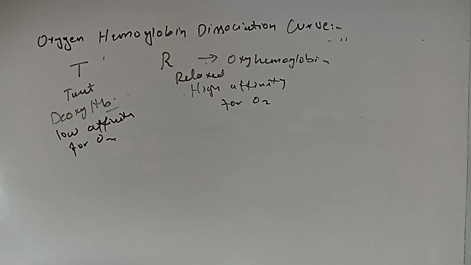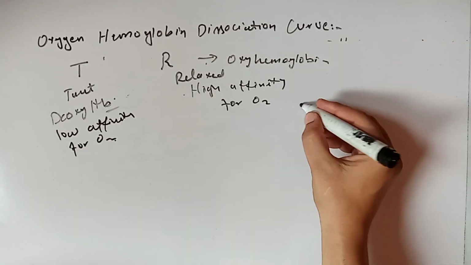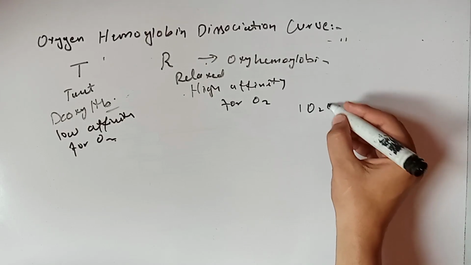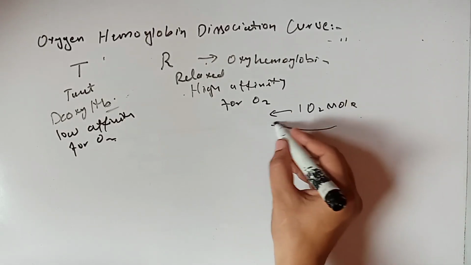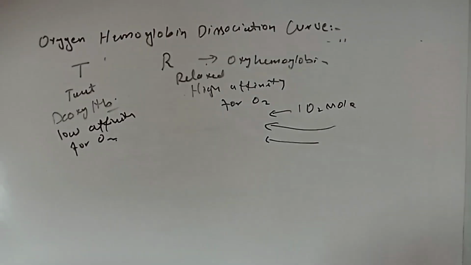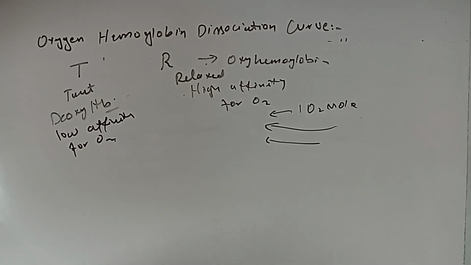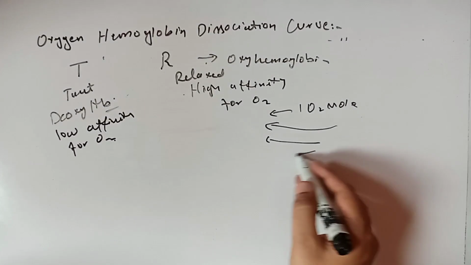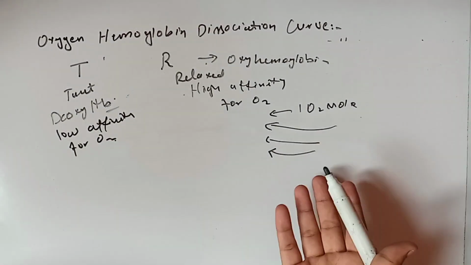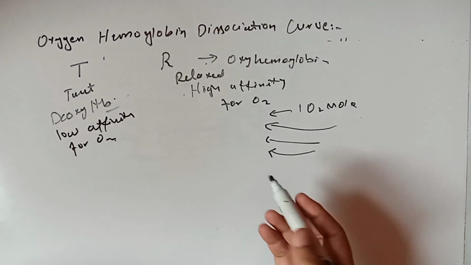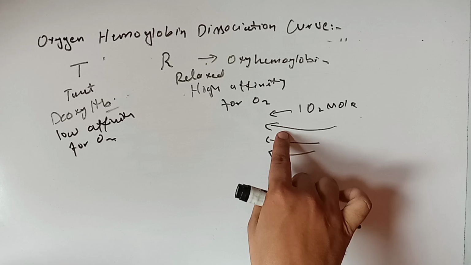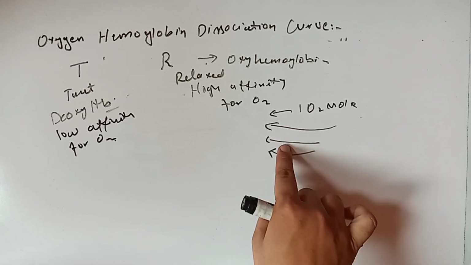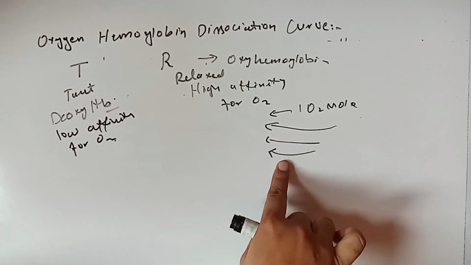Moreover, the binding of oxygen with hemoglobin is sequential. For example, when one molecule binds to hemoglobin, it facilitates the binding of other molecules due to breakage of some bonds between hemoglobin dimers. So one molecule facilitates the binding of another molecule, or increases the affinity for other molecules. Okay, so one molecule binds, it creates easiness for the second molecule, the second creates easiness for the third molecule, and the third creates easiness for the fourth molecule.